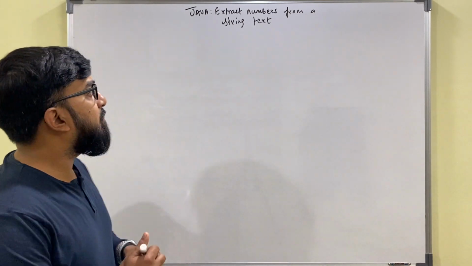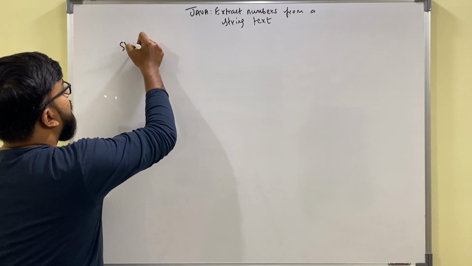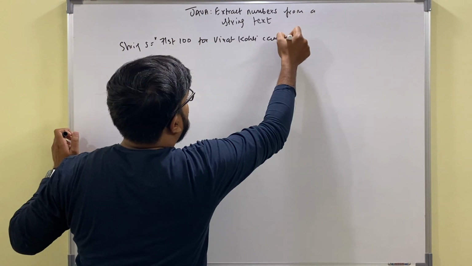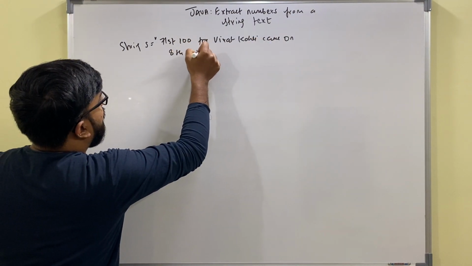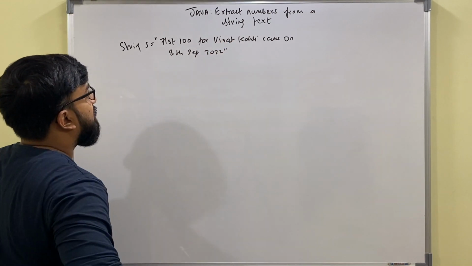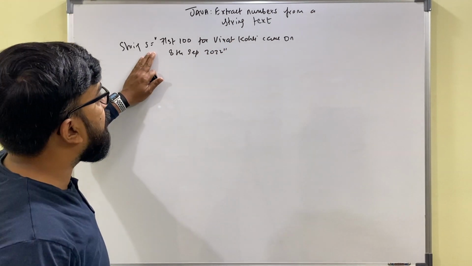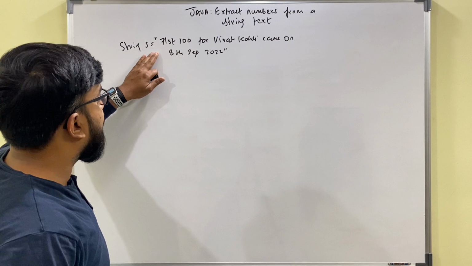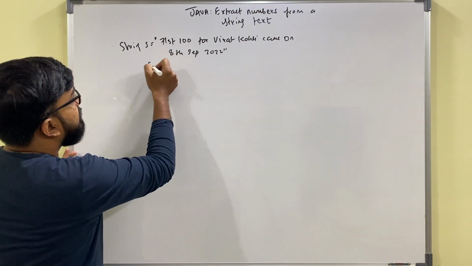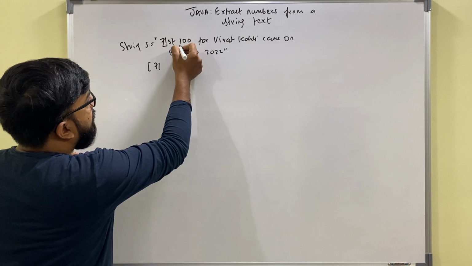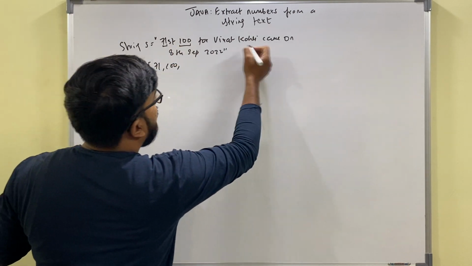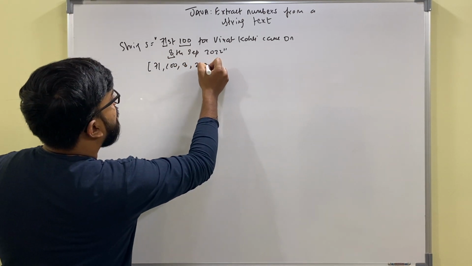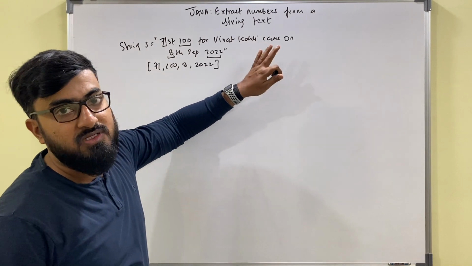So let's begin. Suppose I have been given a string S, "71st 100 for came on 8th September 2022." Suppose this is my string text and I have to extract numbers, in this case integers, from this string. For this given input, I should be outputting the integers 71, 100, 8, and 2022. And I ignore all the remaining text because those are not integers.